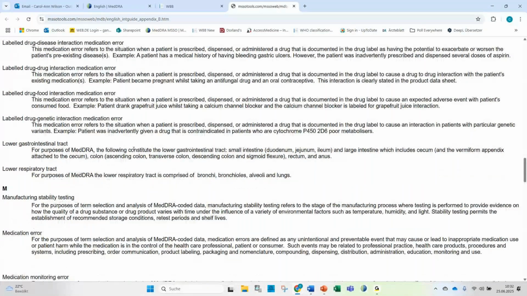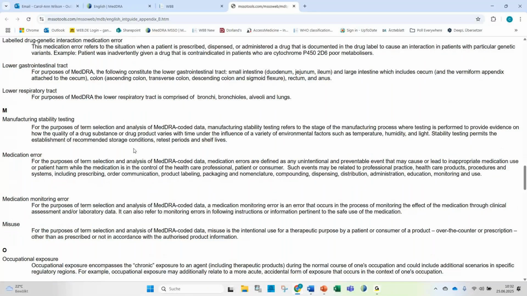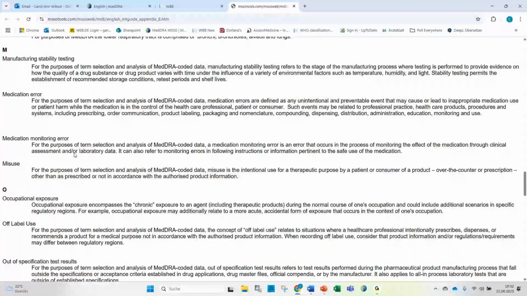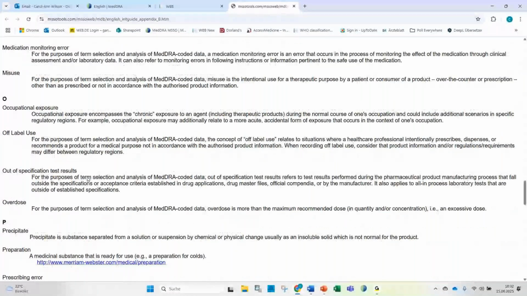So if you are not familiar with the nomenclature, it's really important to look into these, and very helpful to look into these concept descriptions. This is the definition for medication error, the concept description here, and monitoring error, misuse again. What about overdose? For the purposes of term selection and analysis of MedDRA-coded data, overdose is more than the maximum recommended dose, either in quantity or concentration, in other words, an excessive dose. So that's the concept descriptions for overdose.